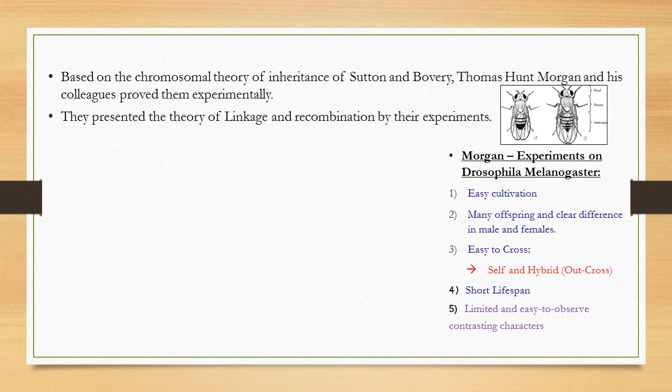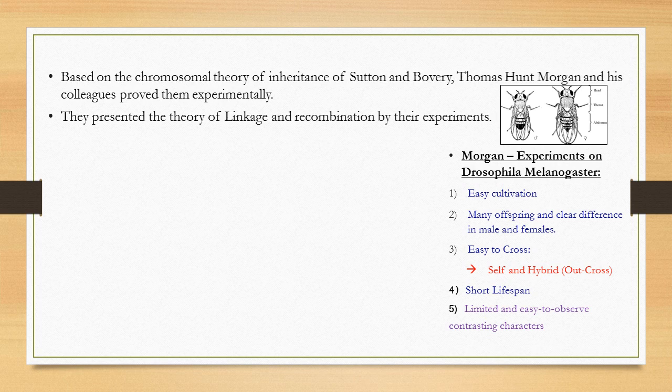Now Thomas Hunt Morgan experimented on Drosophila melanogaster, that is the fruit fly. As Mendel selected the pea plant, he selected Drosophila in a similar manner for its ease of growing. Right? The first reason why he selected Drosophila melanogaster is that it is easy to culture. Cultivation is very easy. Easy to maintain them. Second, they can produce many offspring, and there is a clear difference between male and female. If you see the diagram shown above, males are small, females are large. So you can differentiate between male and female very easily.